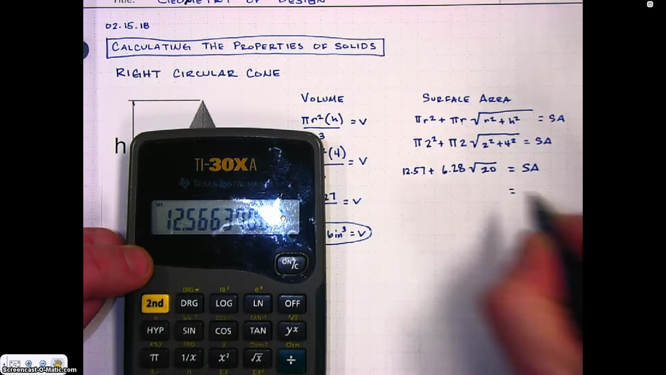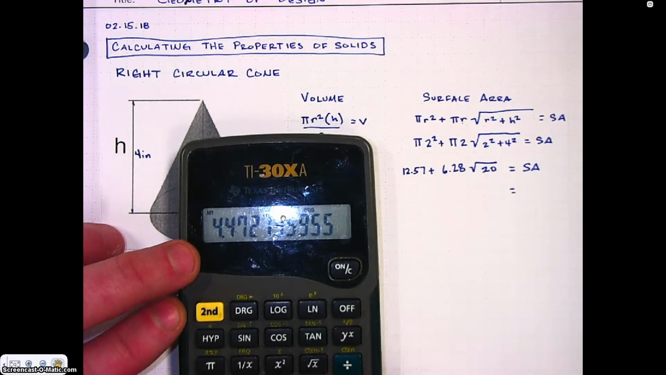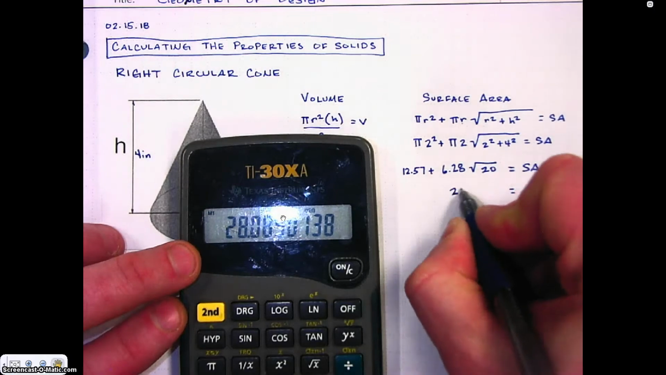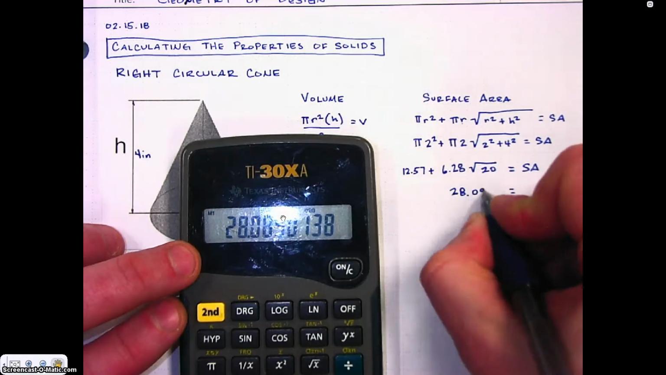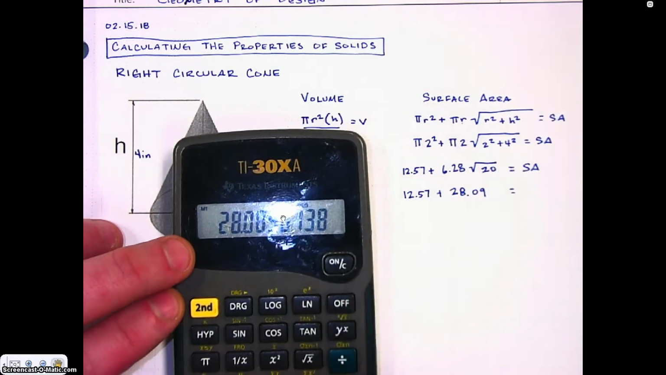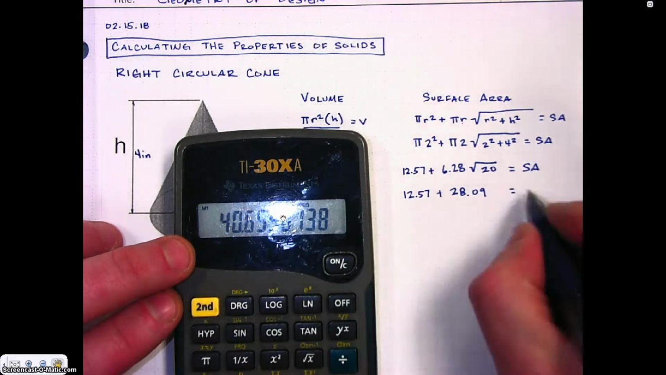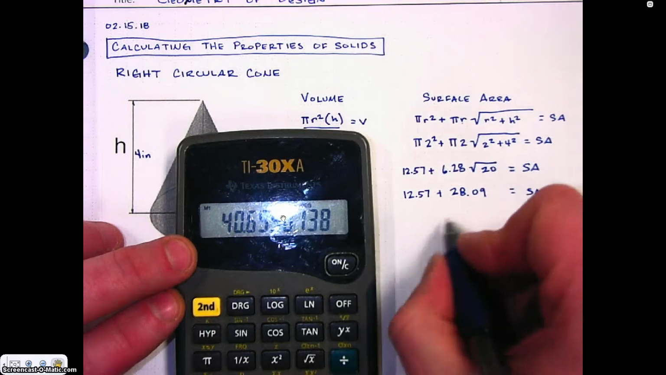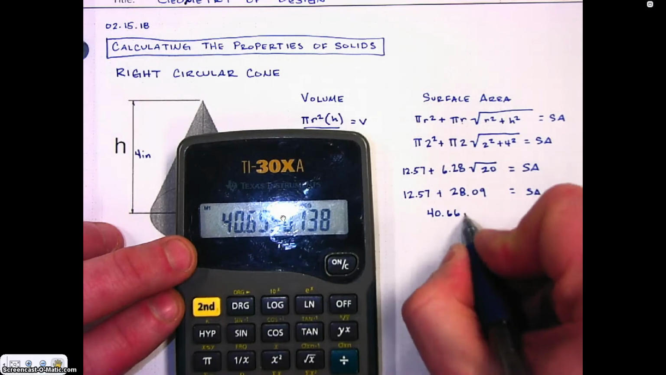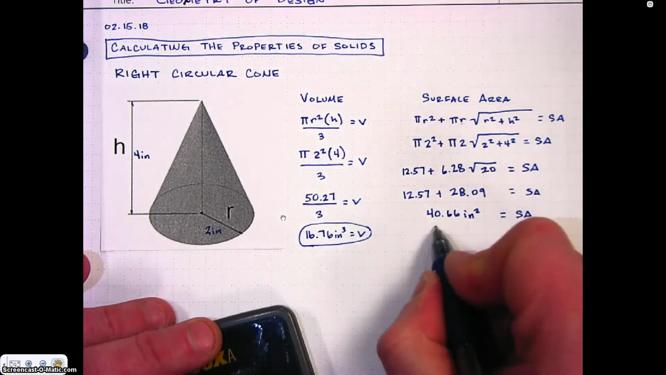Okay, so let's go ahead and compute the rest of this. 20 square root times 6.28 equals 28.09 plus 12.57, and we get an answer of 40.66 inches squared equals our surface area. And go ahead and circle your answer.